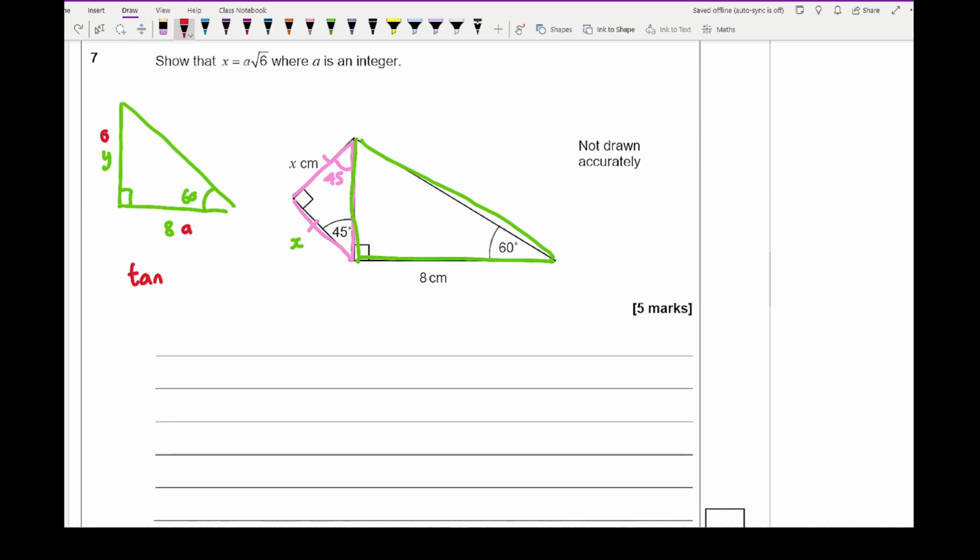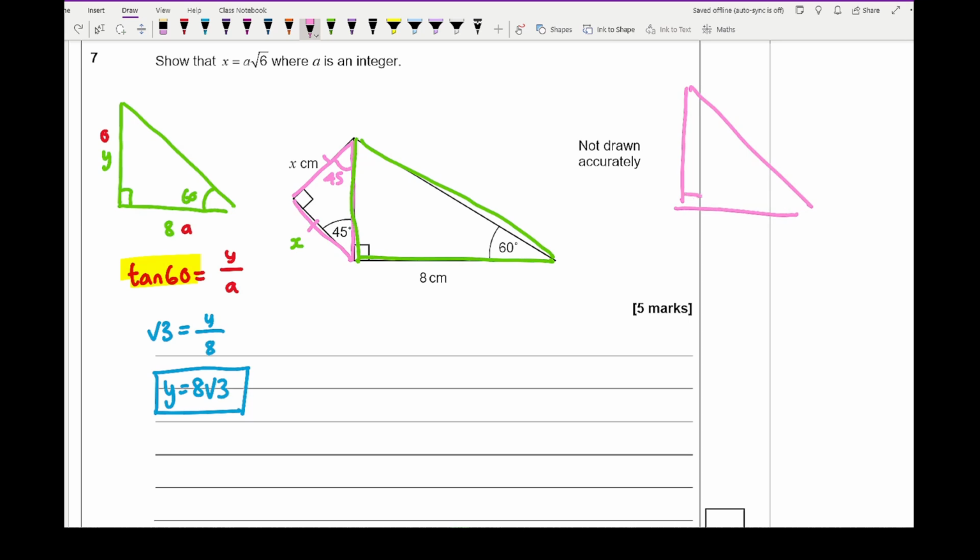So what I find is I've got tan 60 equals y over a. Now tan 60 is an exact value of trig, which is equal to root 3. So root 3 is equal to, and that's going to be y over 8. So y equals 8 root 3. So if I then take this pink triangle out and draw it over here, here's the right angle, that's 45, this is 45. This length here is 8 root 3, and these two sides here are x.